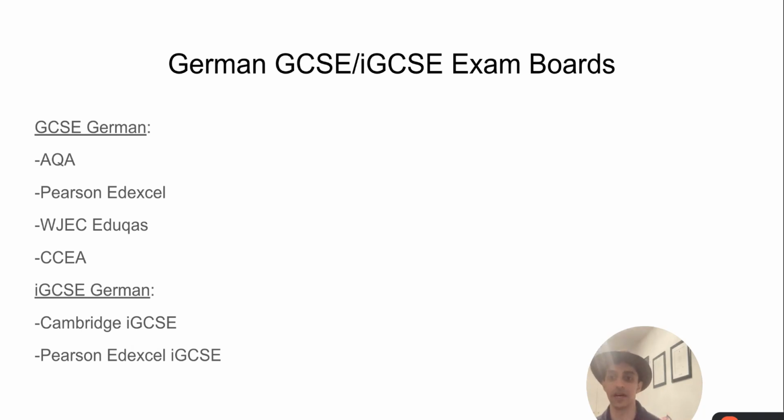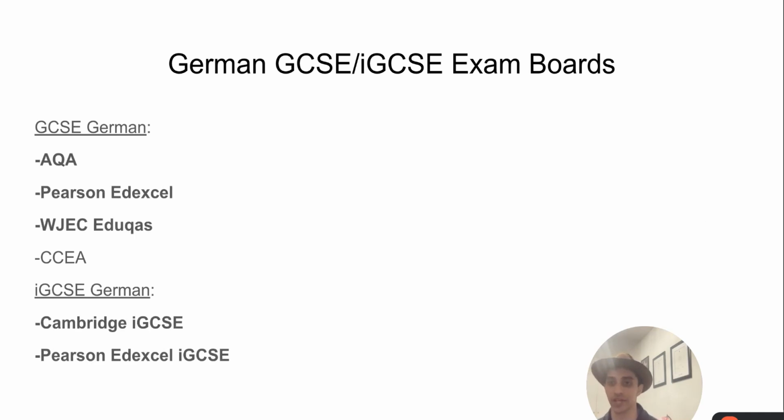So these are a snapshot of the German GCSE and iGCSE exam boards. As of September 2025, there are 4 exam boards for GCSE German, 2 for iGCSE German. And as a student, try and be aware, of course, always of which exam board you are studying exactly, because that can guide you as to how to prepare as well. And as you'll see in some of these videos, there can, of course, be some differences from one exam board to the next. So definitely something I recommend being aware of.